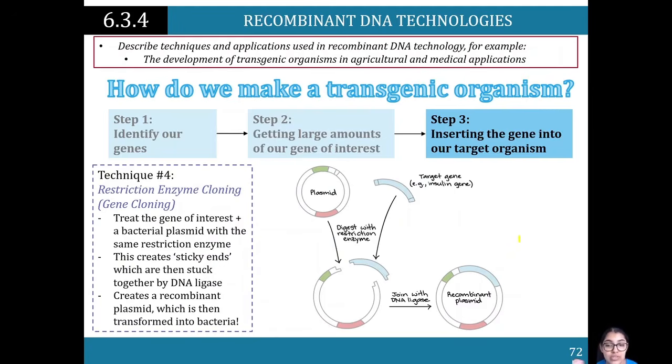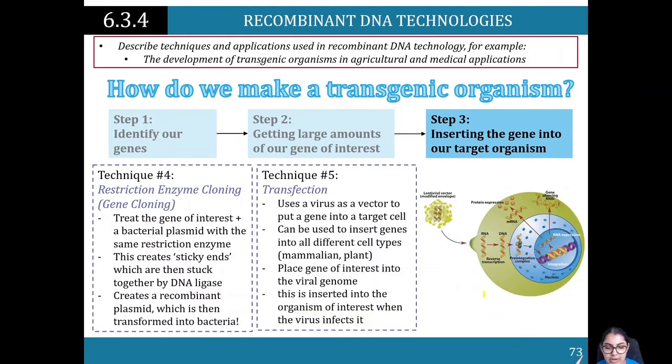We can do it through restriction enzyme cloning, what we looked at in that earlier example, where we basically get the target gene, we get the plasmid, and we put it together, and we get a recombinant plasmid, and we're going to put it into a bacteria.